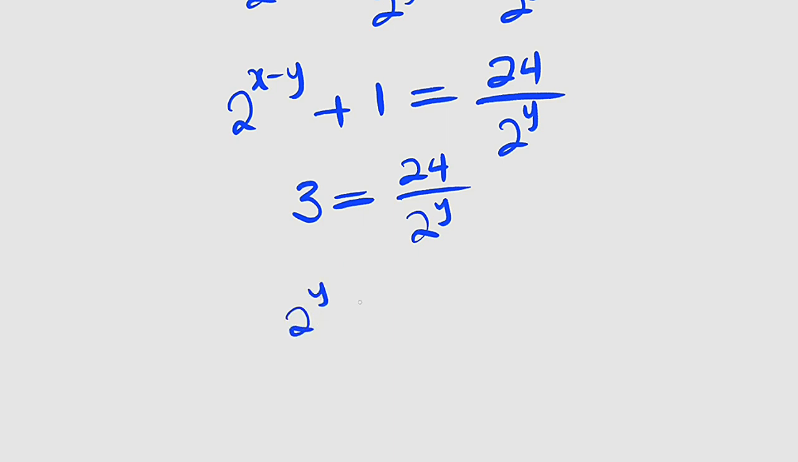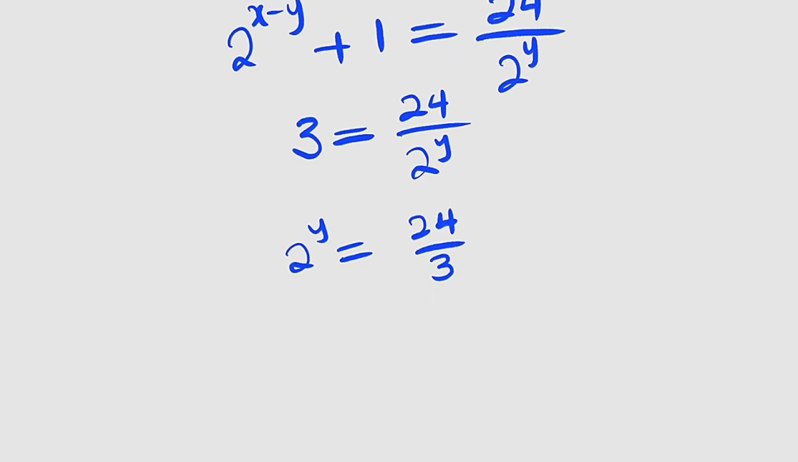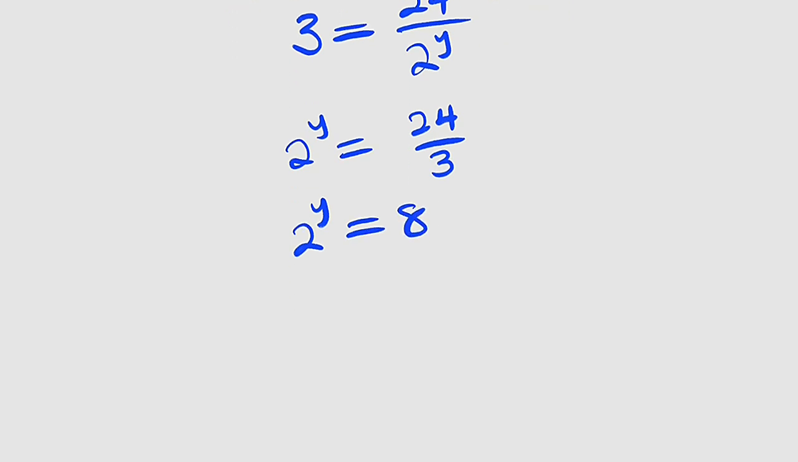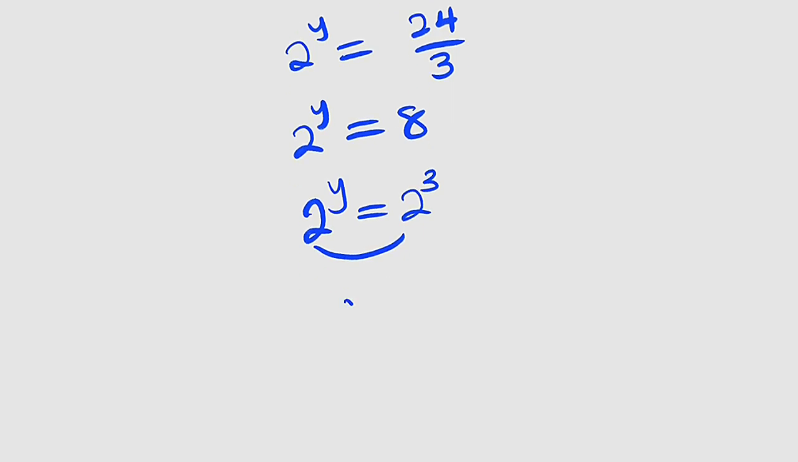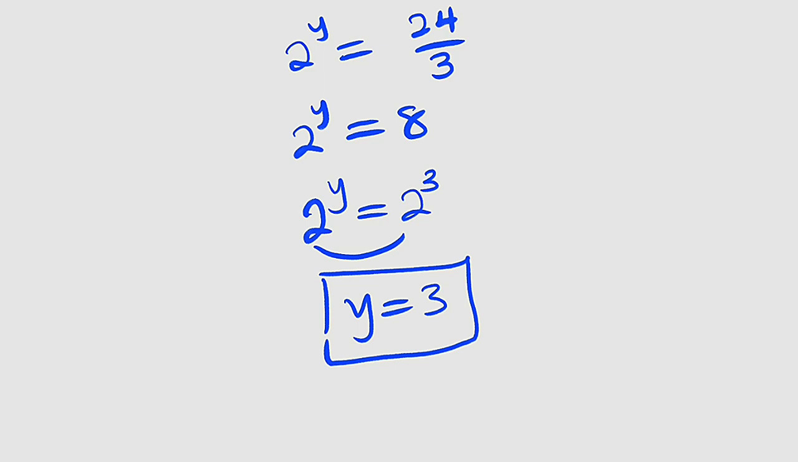Therefore, 2 to the power of y is equal to 24 divided by 3. And 24 divided by 3 is 8. Therefore, 2 to the power of y is equal to 8. And 8 is the same thing as 2 to the power of 3, right? So 2 to the power of y is equal to 2 to the power of 3. The bases are the same. Therefore, the exponents are also the same. This is the value of y.